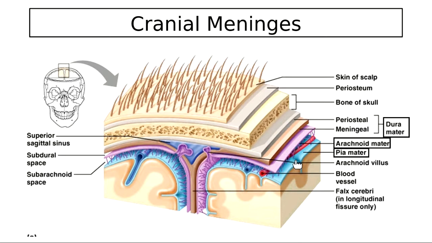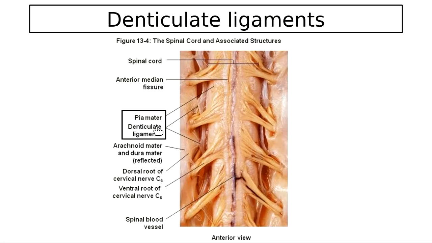Now that pia mater also, like it says here, has denticulate ligaments. So let's look at this next slide. Pia mater denticulate ligaments go out and form little supportive structures on the outside of the spinal cord, extending from the pia mater through the arachnoid to the dura mater. These structures prevent lateral movement of the spinal cord, so they help support the spinal cord and keep it anchored in the middle of your vertebral foramen.